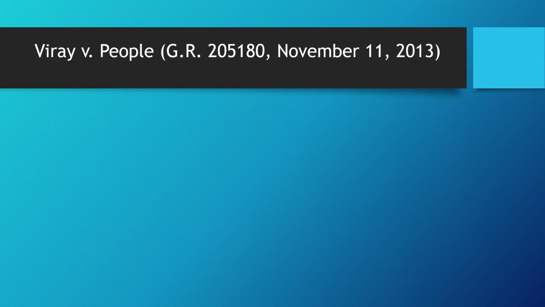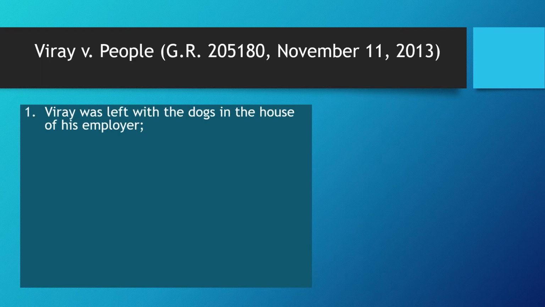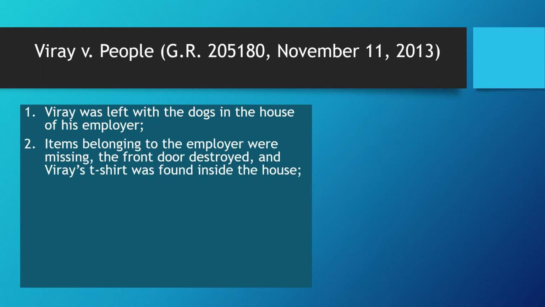Now let's take, for example, the case of Virai versus People. In this case, the following facts were found. 1. Virai was left with the dogs in the house of his employer. 2. Items belonging to the employer were missing, the front door destroyed, and Virai's t-shirt was found inside the house.